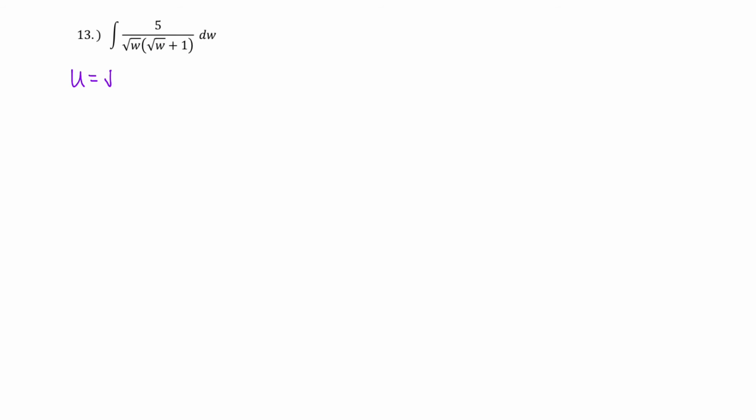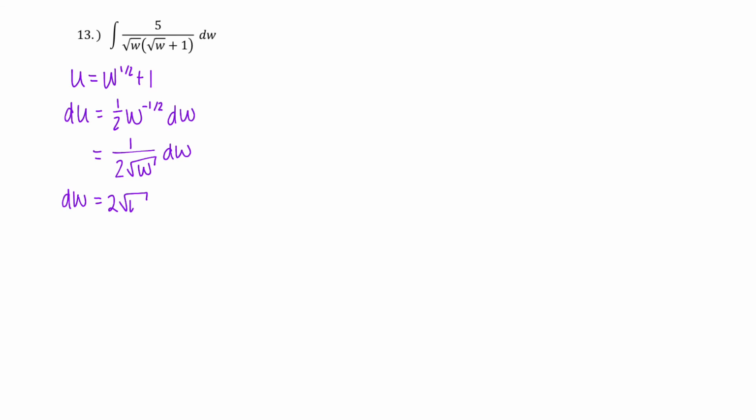So I'm going to let u be, and I'm going to write this as w to the 1/2 plus 1. So my du is 1/2 w to the negative 1/2 dw. And prior to me rewriting this, I'm going to just rewrite my du. So I haven't rearranged anything here. 1/2 w to the negative 1/2 is the same thing as 1 over 2 square root w dw. So when I solve for dw and I flip that fraction upside down, I have that dw is equal to 2 square root w du.